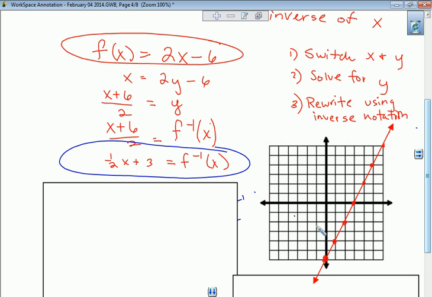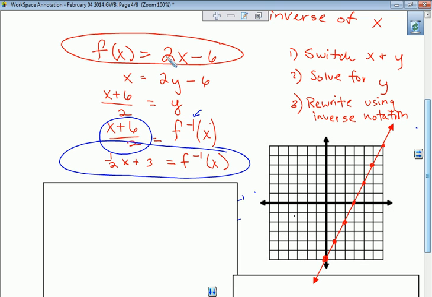I understand, but then you went to the f inverse of x and all that. I'm confused on all that stuff. Right after x plus 6 divided by 2 equals y, I got confused. All I did was I took the y, and I was trying to show that this right here is the inverse of what we started with. So you just use the inverse notation, which is that f with a little -1. So this is showing that this result right here is the inverse of what we started with.